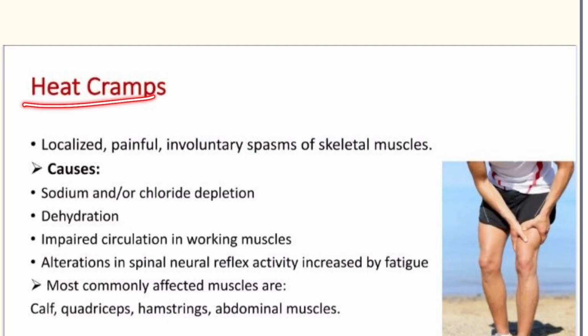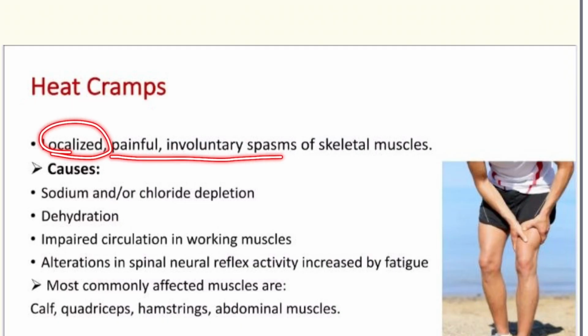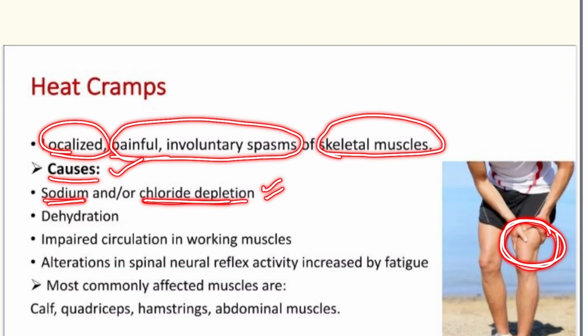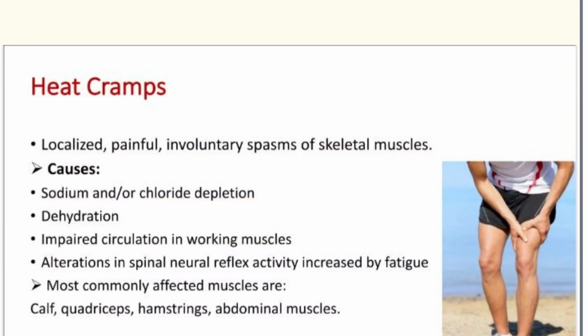So what are heat cramps? Heat cramps are localized painful involuntary spasms of the skeletal muscles. These are very painful. The common causes of heat cramps are sodium and chloride depletion from the body, dehydration, or sometimes impaired circulation in the working muscle.